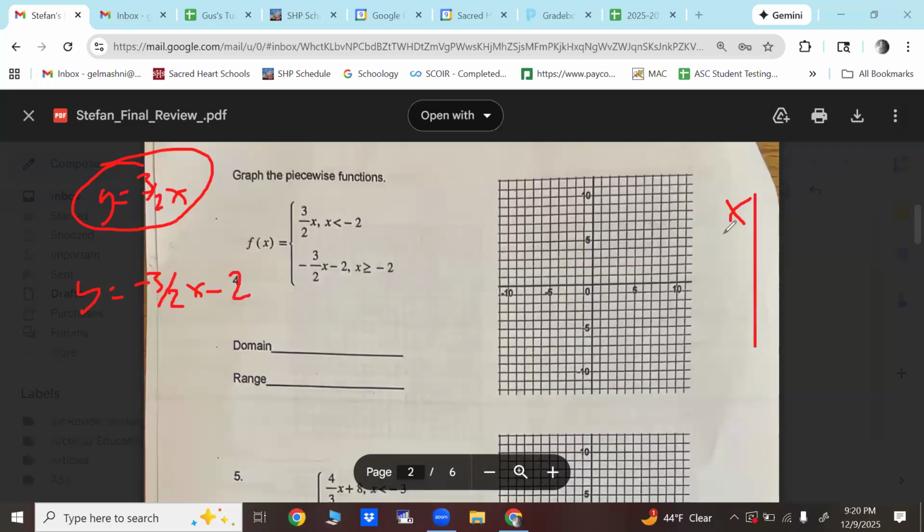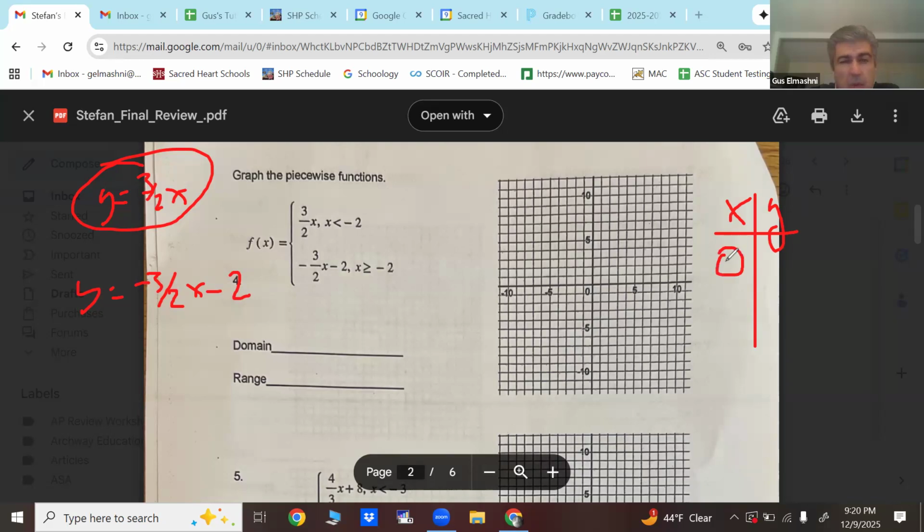You can always make a table. So plug in easy numbers. 2, 1, 0, negative 1. Well, hold on. Let's do zero first. But I don't want to do one because it gives a fraction. Maybe two is good, and maybe four is good. If we plug in zero, what do you get? 0. Plug in two, what do you get? 6/4. Nope. What's 3 halves times two?